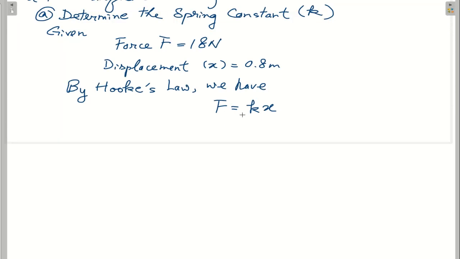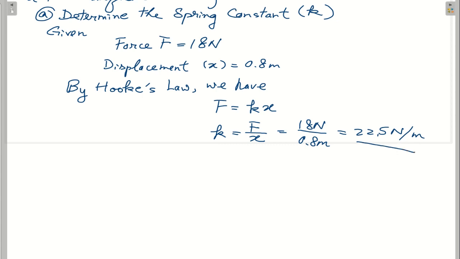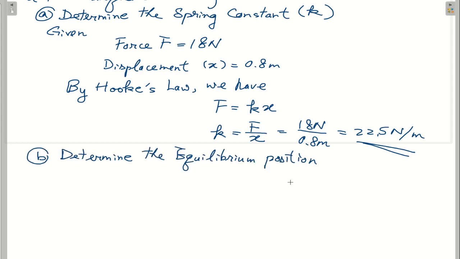And then by Hooke's law, we have the force is equal to k, the spring constant, multiplied by x, the displacement. So k is equal to F over x, equal to 18 Newton over 0.8 meter. So it is equal to 22.5 Newton per meter. We have calculated the value of k. Then we determine the equilibrium position of the system.